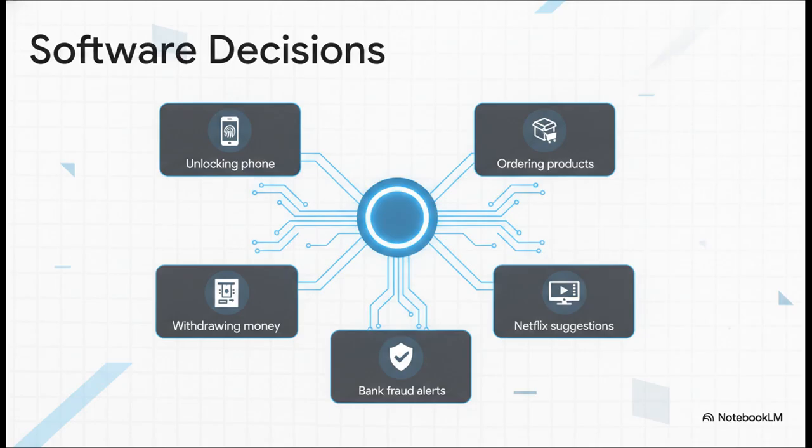Unlocking your phone with your fingerprints, withdrawing cash from an ATM, ordering a product online and instantly seeing the inventory drop, getting that perfect movie recommendation on Netflix, or getting a sudden fraud alert from your bank. There is one crucial thing happening behind the scenes of every single one of those actions. The software is making a decision, and it's updating a value.